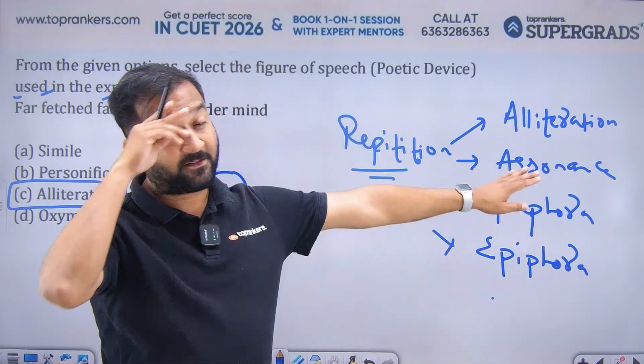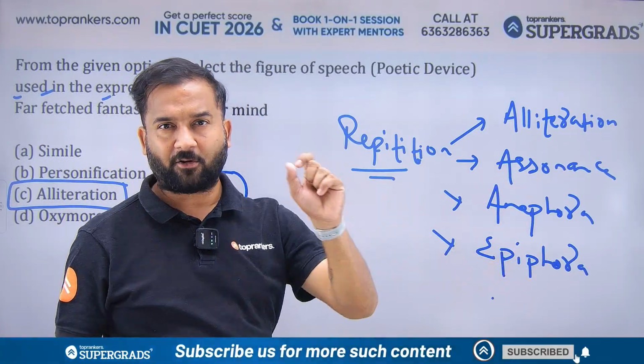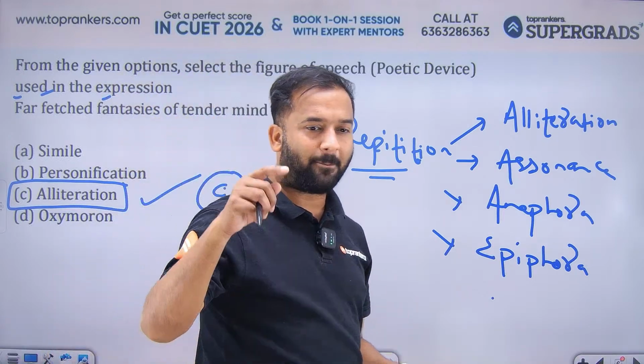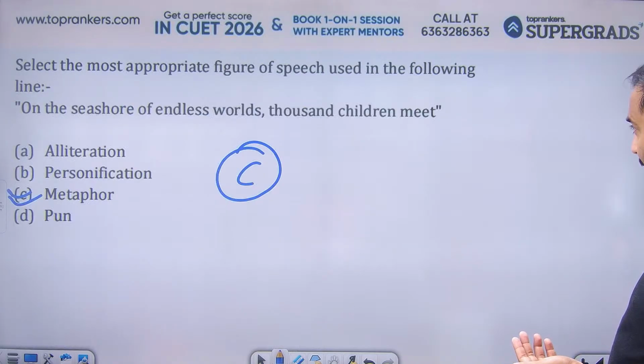The second one is when there is repetition of vowel sound. Anaphora is when there is repetition of a particular word at the beginning of each sentence. And epiphora is where the word repeats at the end. Let's take you to that question.